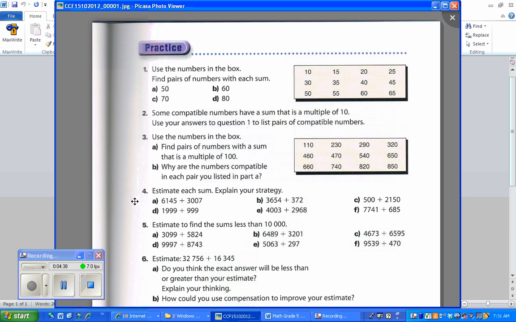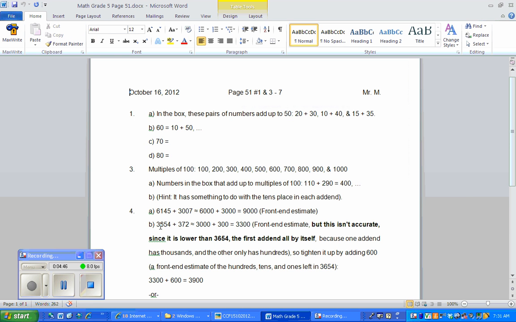Question number 4 says estimate each sum. Explain your strategy. And the first one is 6,145 plus 3,007. Here's what I wrote down for that. 6,145 plus 3,007 is about, that's what this squiggly equal sign means. So it's showing that it's an estimation and not an exact calculation.